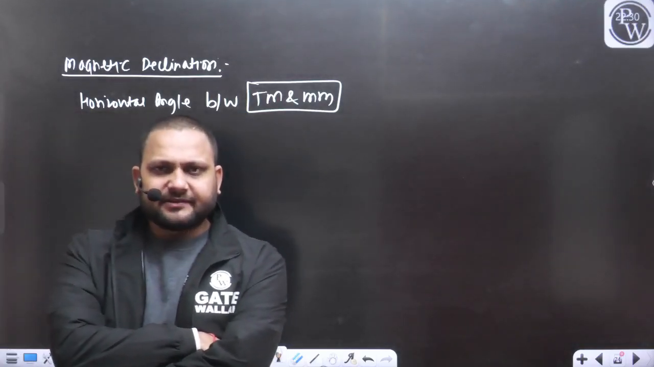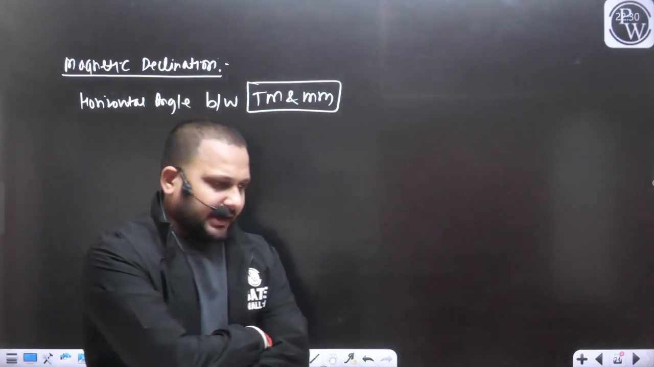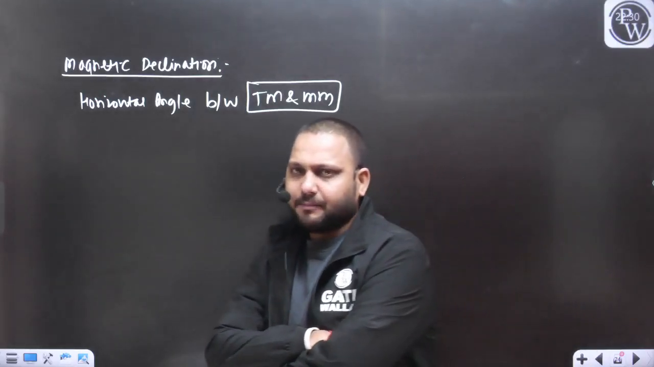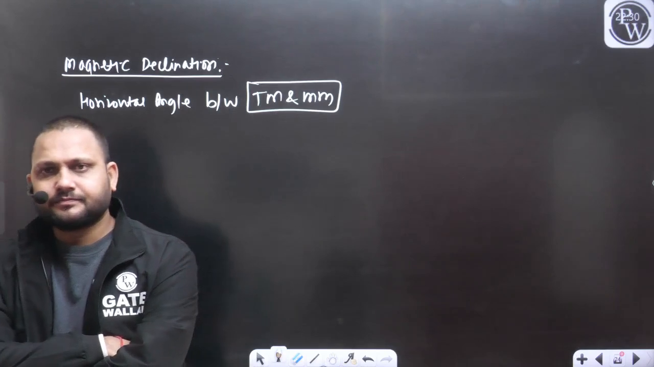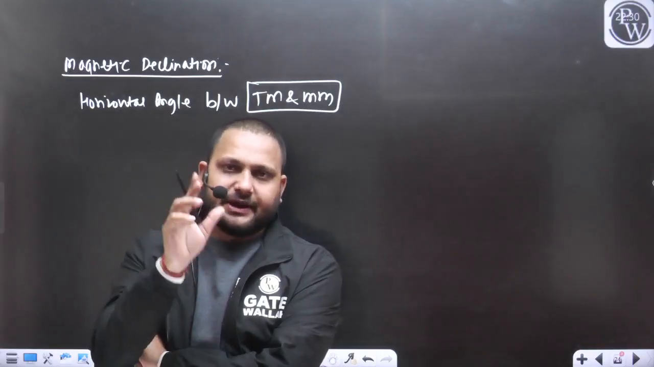At any place, we can identify the magnetic meridian. At any place, we can locate the magnetic meridian with the help of the compass. No problem with that. And there will be no change in the position of the true meridian.